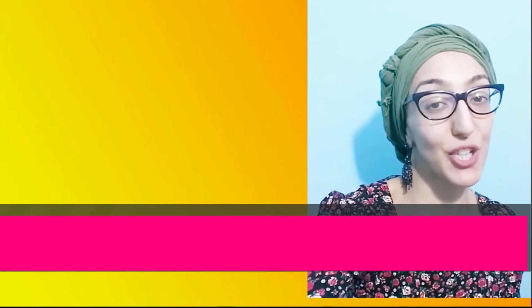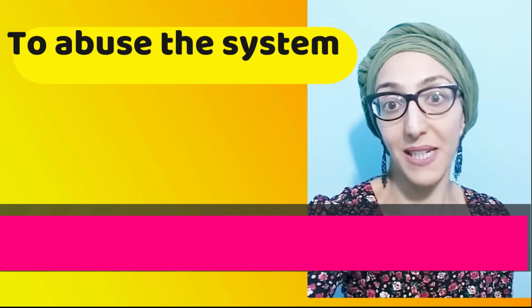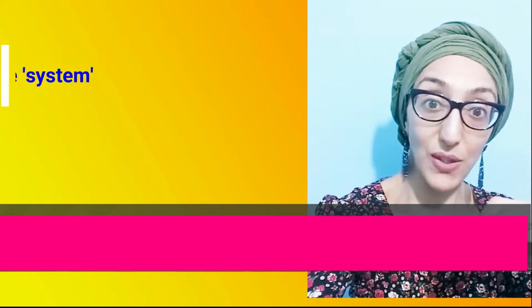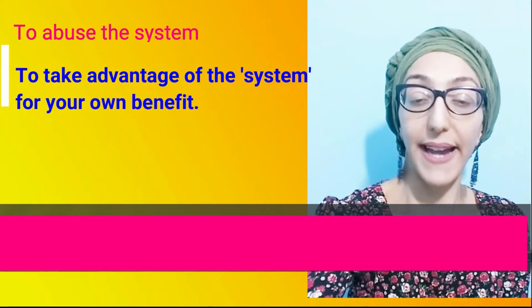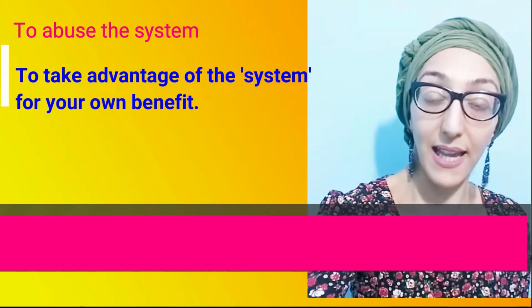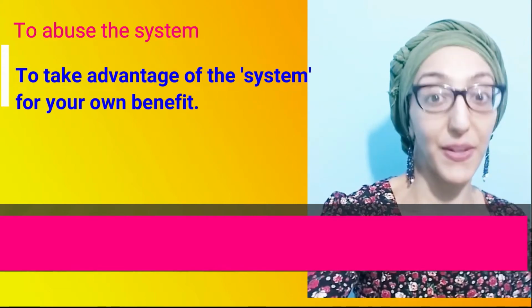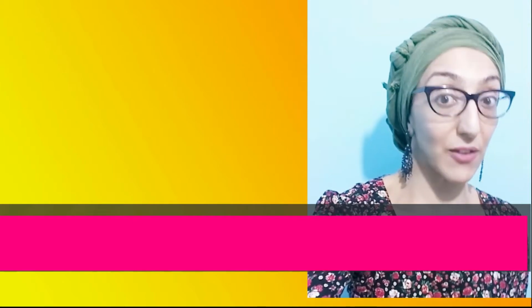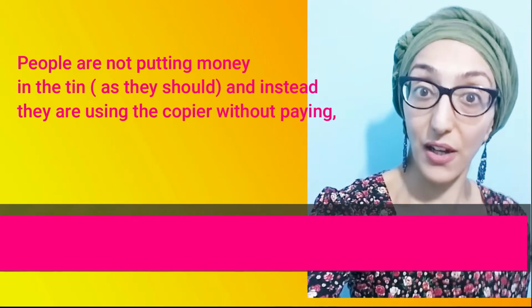Okay, so the first expression is to abuse the system. To abuse the system means to take advantage of the system. Okay, and in this case the system is about putting money into the tin when we use the printer, and nobody is doing that. People are not putting the money in the tin. They are abusing the system. They are taking advantage of the system. They are not putting the money in the tin for the service that they are using.